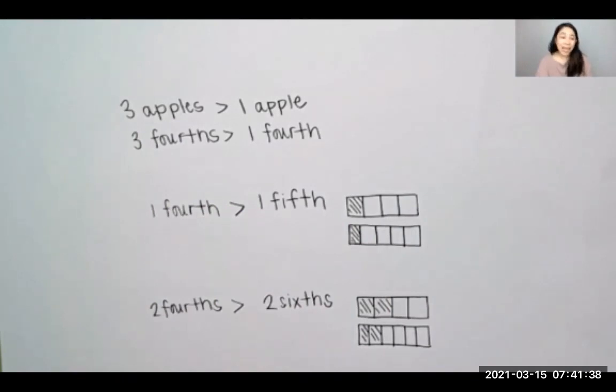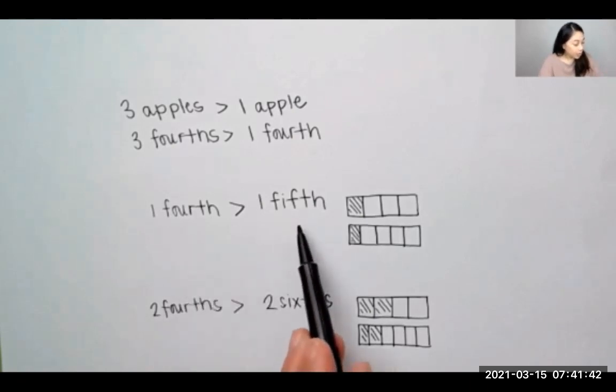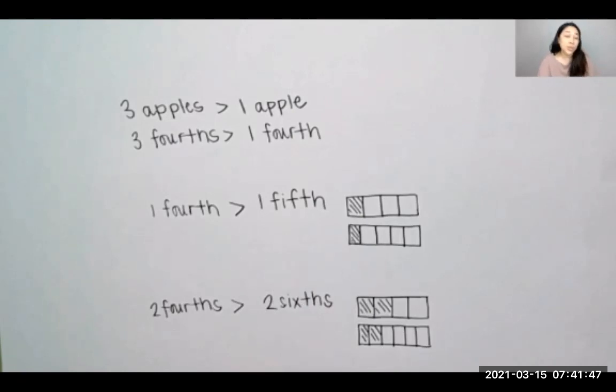Let's look back at the last two statements we just wrote. 1/4 is greater than 1/5. 2/4 is greater than 2/6. What do you notice about these two statements? In each comparison, we can see that the numerators are the same. We know that fourths are greater than fifths and sixths.